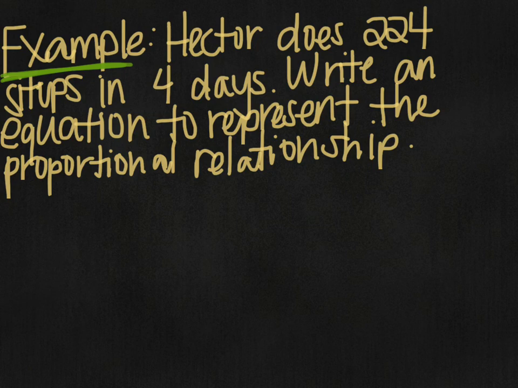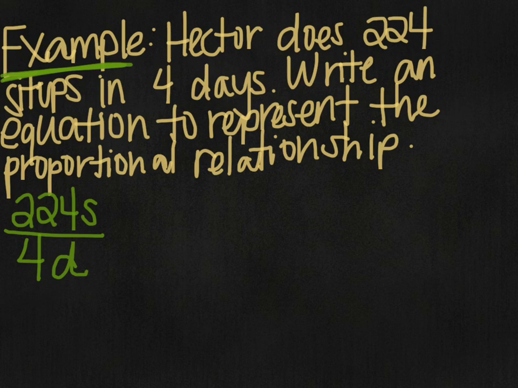So I know that I need to find the constant of proportionality. That's the first step. And in order to find the constant of proportionality, I need to find the unit rate, because the unit rate is the same thing as the constant of proportionality, except we don't write it as a fraction and it doesn't include the units. And so I'm going to write my fraction 224, and I'm going to use S to stand for sit-ups, over 4, and I'm going to use D to stand for days.